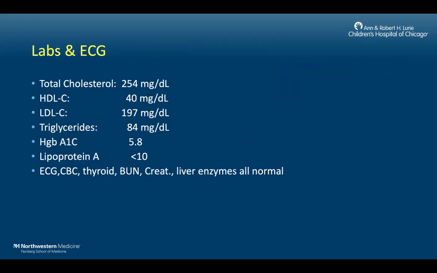His total cholesterol here was 254. HDL was 40. LDL was 197. So it does hit that range where we would treat with a statin. Triglycerides now are 84. So as you can see, there's a huge difference between fasting and non-fasting triglycerides. Hemoglobin A1C was 5.8. Lipoprotein A is a newer lipoprotein. It is probably an additional risk factor. It adds to additional clotting, which we want people to do, but with too much lipoprotein A, they could clot too quickly. And the rest of his labs were all normal.